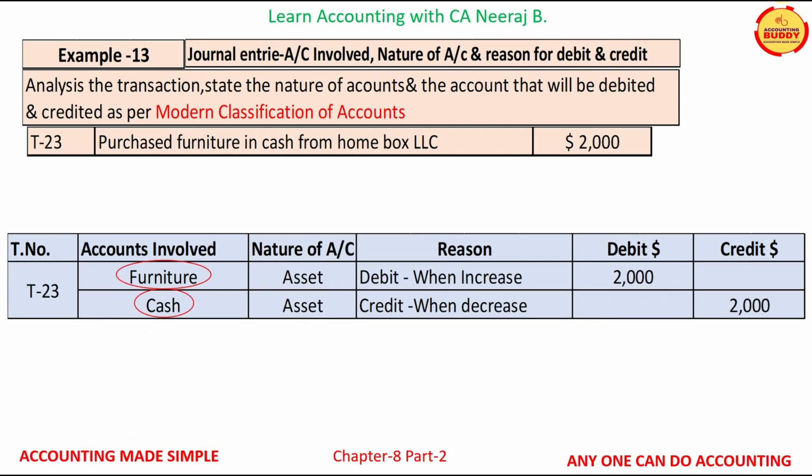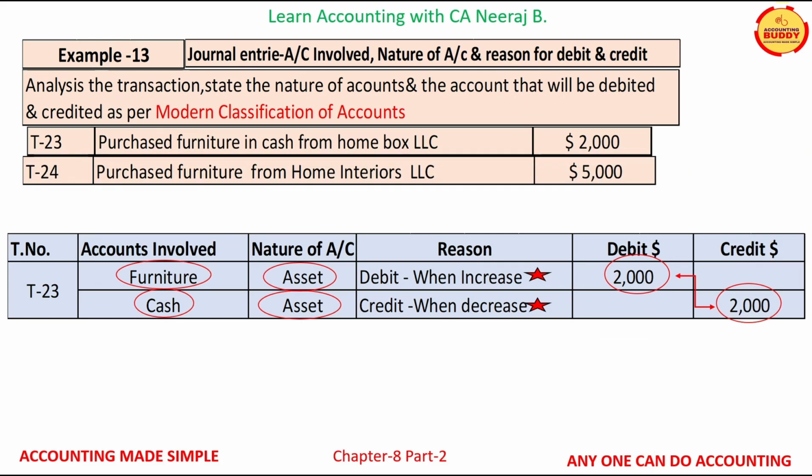Under modern classification of accounts, both furniture and cash are asset accounts. The rule of debit and credit for asset account is debit when assets increase and credit when assets decrease. Therefore, this transaction is recorded for $2,000 by debiting furniture account and crediting cash account.